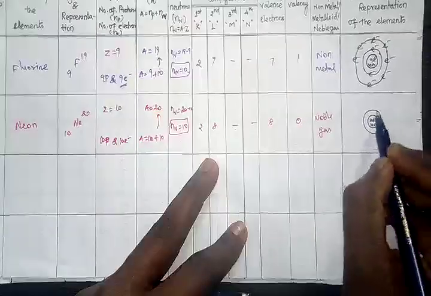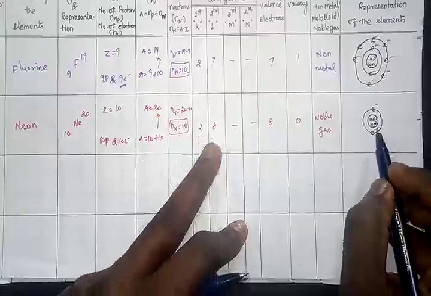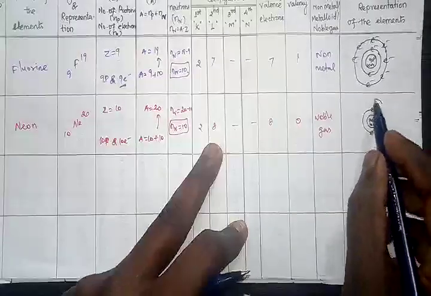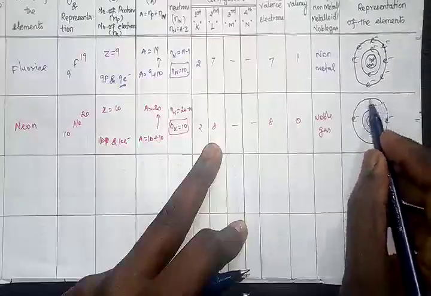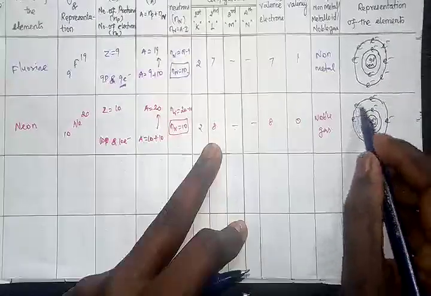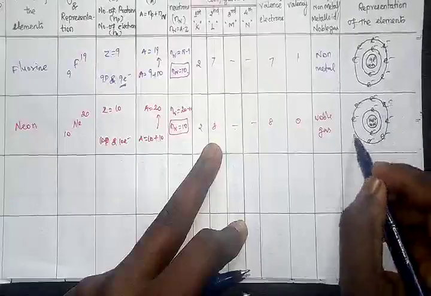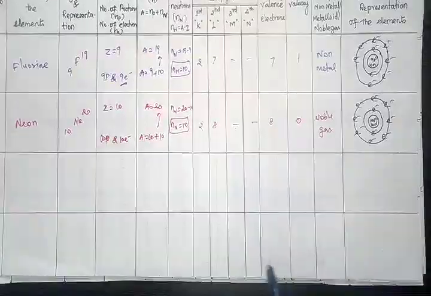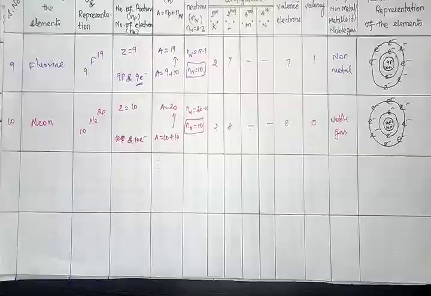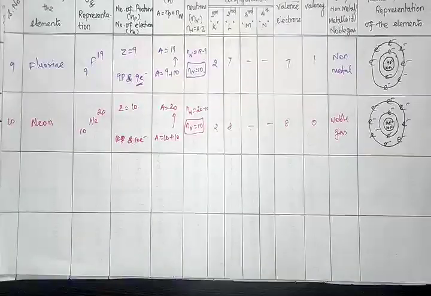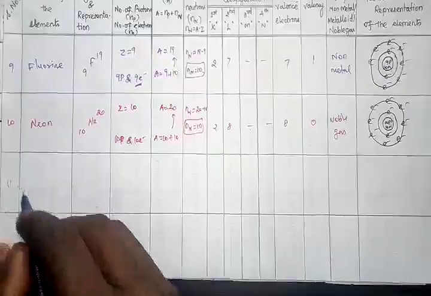And then in the K shell you draw 2 electrons. You can see here, in the L shell we have 8 electrons. So you draw like this: 1, 2, 3, 4, 5, 6, 7 and 8. So this is how we have to draw the structure. The next one, the 11th one, is sodium.